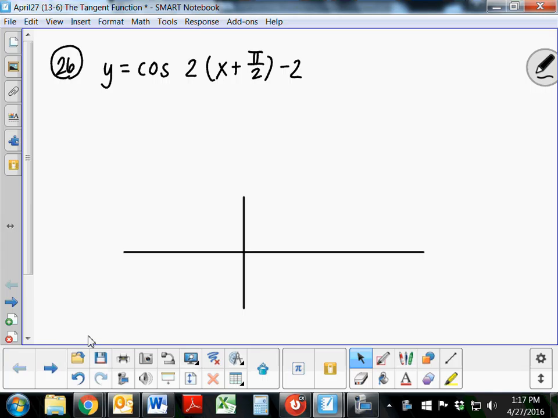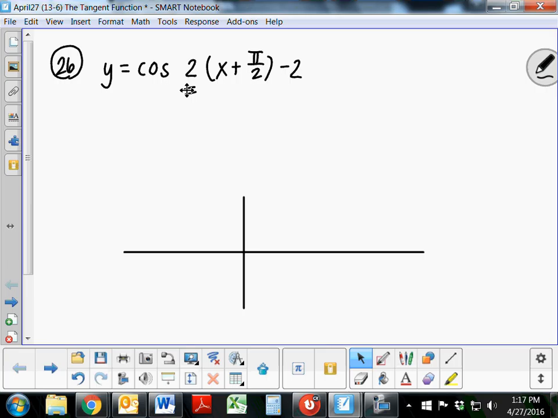I'm looking at this function and I'm looking for numbers. The first number I come across is a 2. What is this 2 right here doing to the graph? It's the period. And for the period, I'm supposed to do a little equation to figure out what the period actually is. Okay, 2 pi over b. So if I take 2 pi over 2, I get pi.